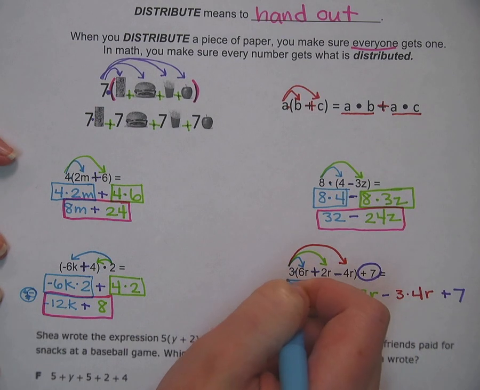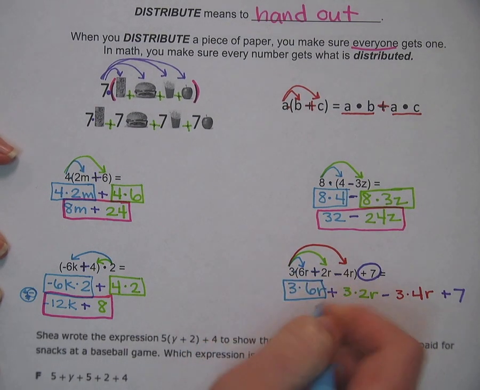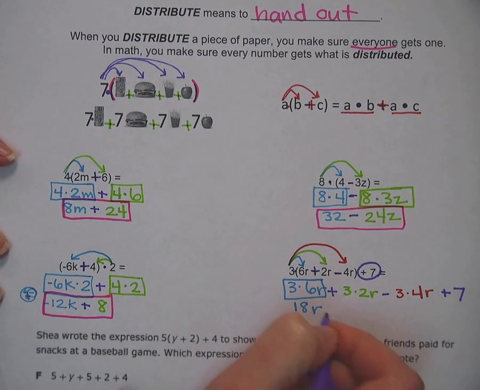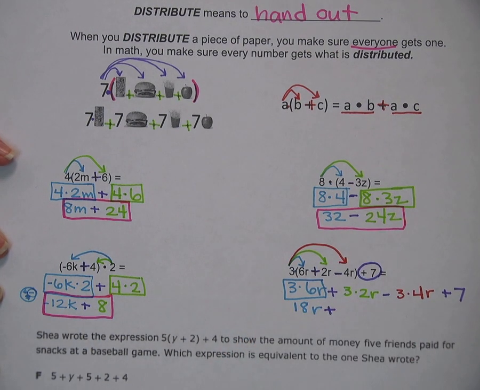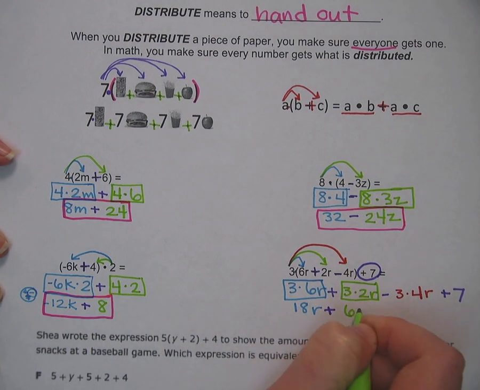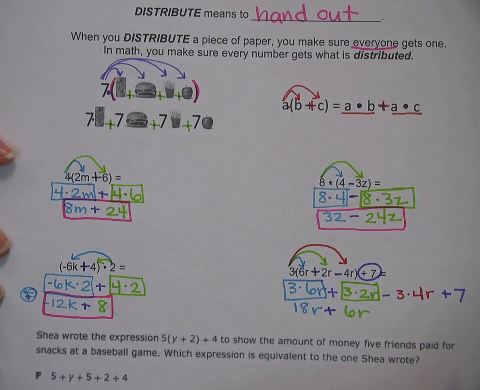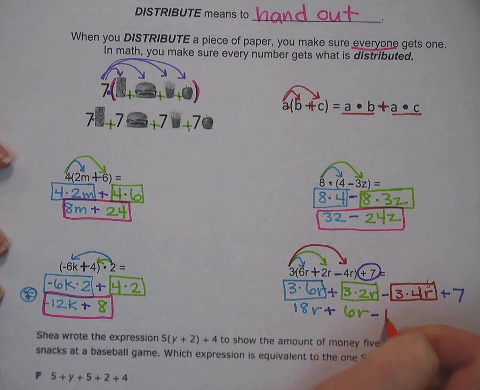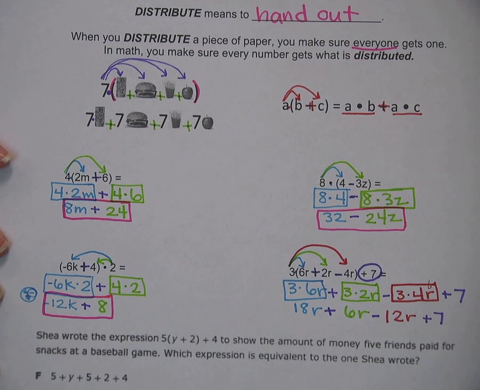So now we can go through and do our pieces of multiplication just like we did on the other ones. So 3 times 6r, 3 times 6 is 18r, plus, and then 3 times 2r is going to give me 6r. Then I have a minus. 3 times 4r is going to be 12r. And then just like I talked about, that plus 7 is all by its lonesome. It's just a 7, so it stays plus 7.